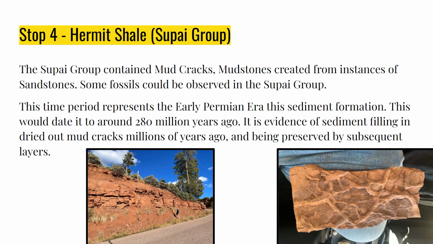Stop 4. Hermit Shale. Hermit Shale is also called the Supai group, and it contains mud cracks. Mudstones were created from instances of sandstones, and some of those fossils can be observed in the Supai group. This time period would be representing the early Permian era.